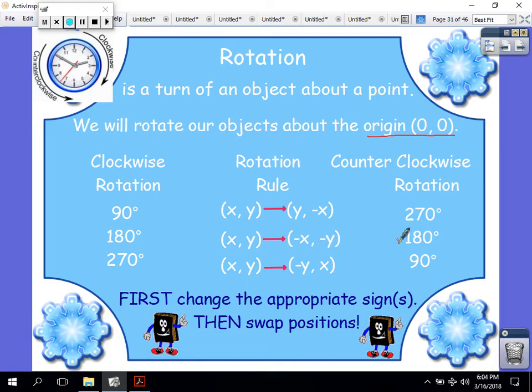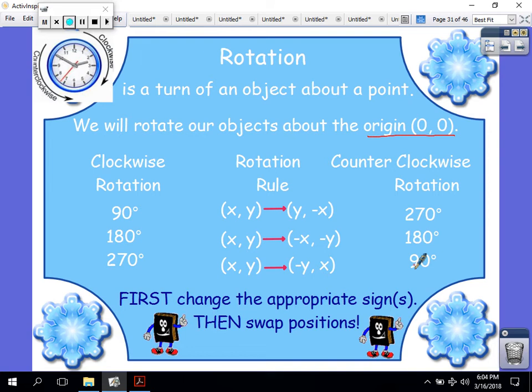it's the same thing. All right, the last one is 270 degrees clockwise, and that one, our rule for x, y is that the y value becomes first and its opposite, and our x value stays the same, but it moves into the second position. And there's a little hint down here that says first change the appropriate signs and then swap positions. So that's just a little hint. And 270 degrees clockwise is the same thing as 90 degrees counterclockwise. So it can get a little confusing.